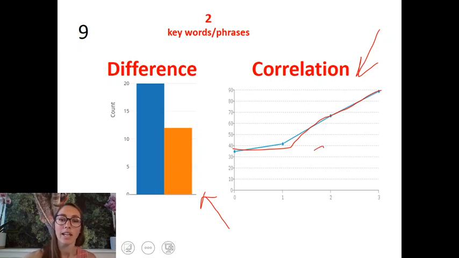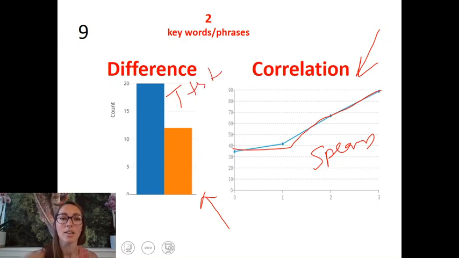So for a correlation, we're going to be using Spearman's rank correlation coefficient. For looking at a significant difference, we're going to be using the student's t-test. Okay, so if you're ever not sure what stats test you're going to be using on a data set, just plot a quick or sketch a quick graph of what you think your data is going to look like.